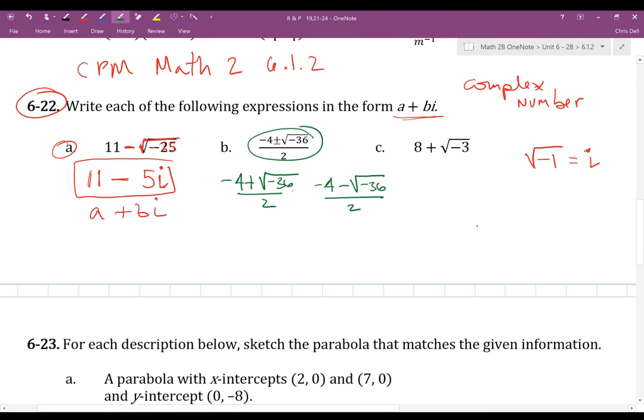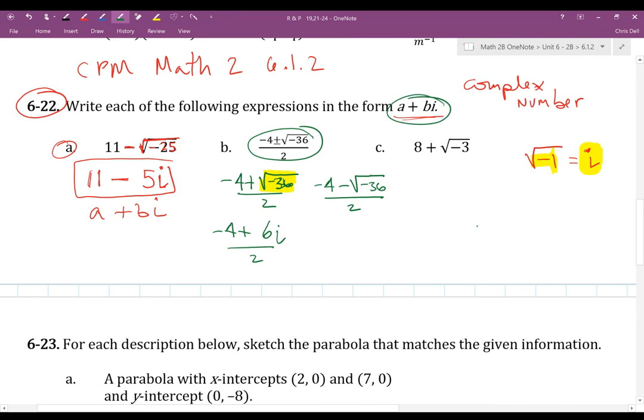So let's clean this one up first. The square root of a negative number, the square root of negative 1, gives you an i. And I know the square root of 36 is 6, so this becomes 6i. So I have negative 4 plus 6i all over 2.